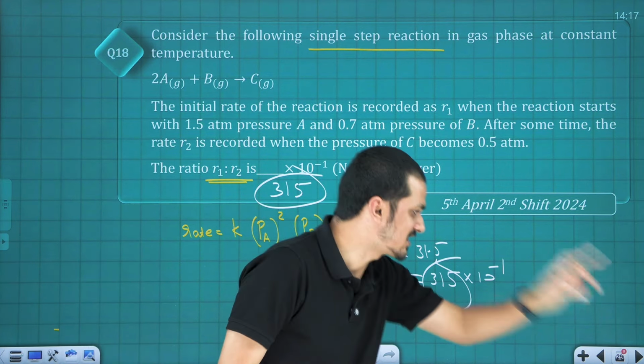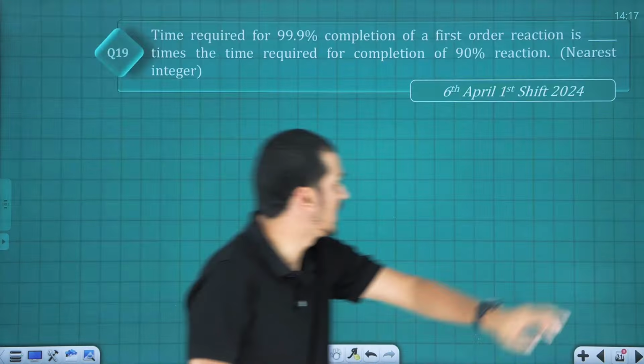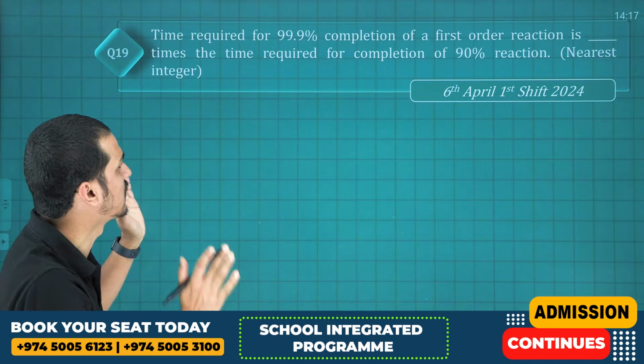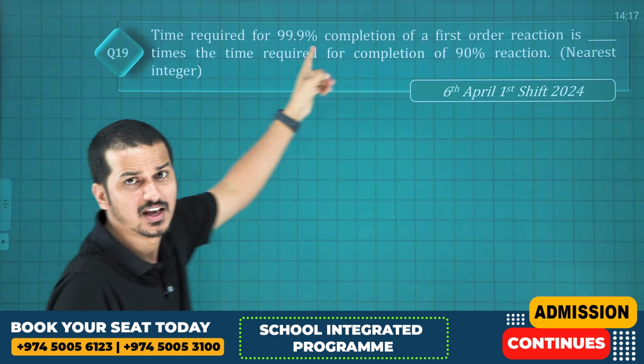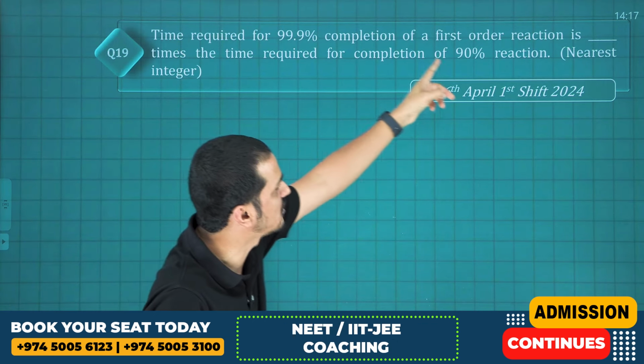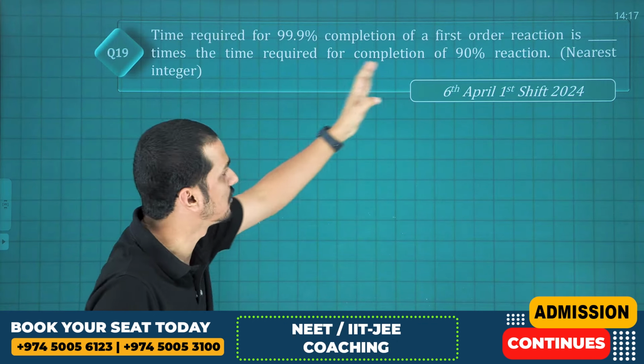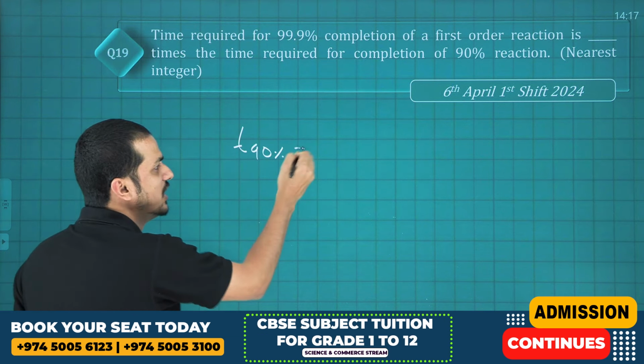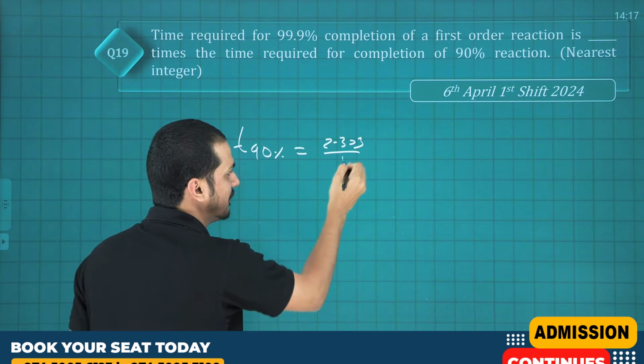Next, the 19th question. It's a silly, direct, simple question. The question: time required for 99.9% completion of a first order reaction is dash. Time required for completion of 90%, I already told you, T90% is equal to 2.303 by K.